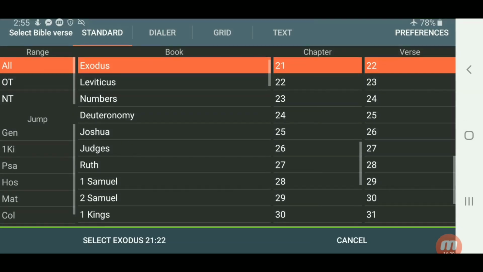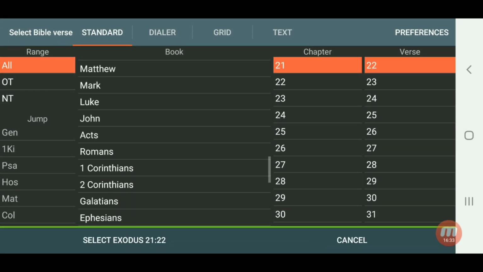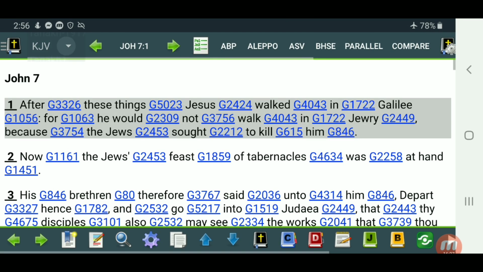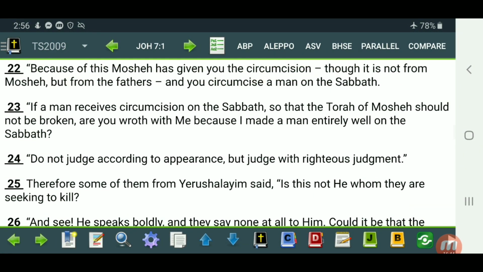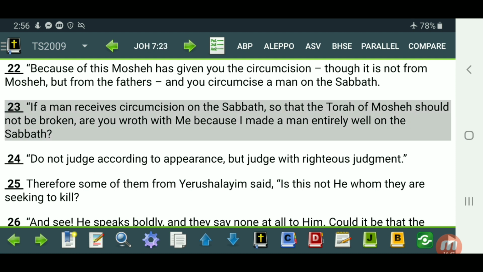Let's go there. John chapter 7. Let's choose the Scriptures version, and we're going to go down to verse 23. If a man receives circumcision on the Sabbath, so that the Torah of Moshe should not be broken, are you wroth with me because I made a man entirely well on the Sabbath? Do not judge according to appearance, but judge with righteous judgment. As we are followers of the Elohim, or the Most High El of Israel, we do have an obligation to judge, but we are to do it so righteously, surrounded by His perfect and precious everlasting commandments is the key.